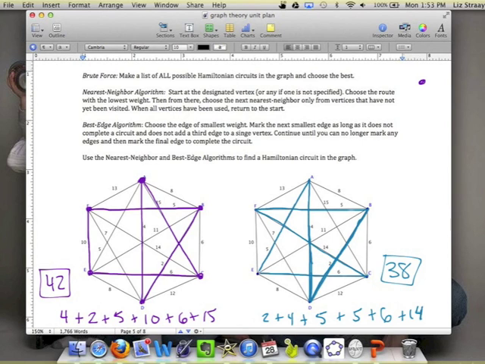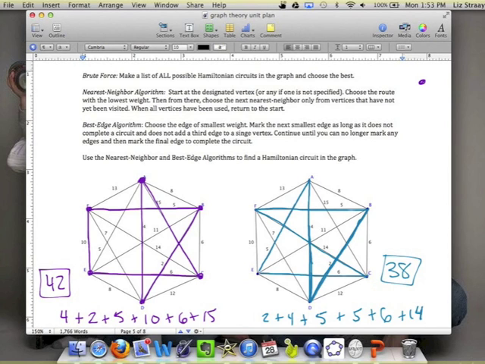Best edge is not always better than nearest neighbor. Neither one is guaranteed to be better than the other one, and neither one is guaranteed to be the actual best. There might be some other route that actually is a better one that is not one of these. Now, if you are asked to give the route, you would just name off the letters.